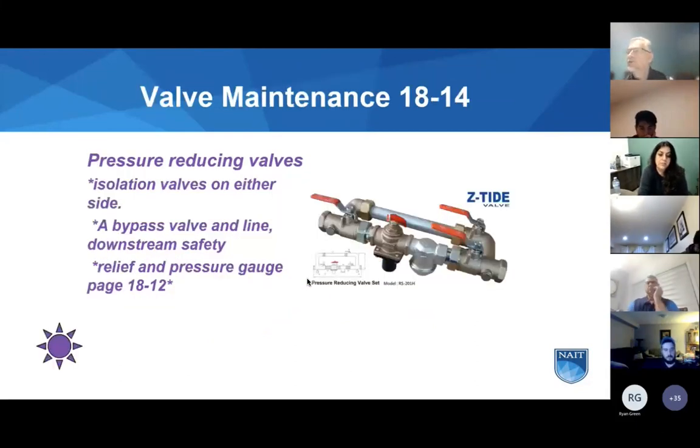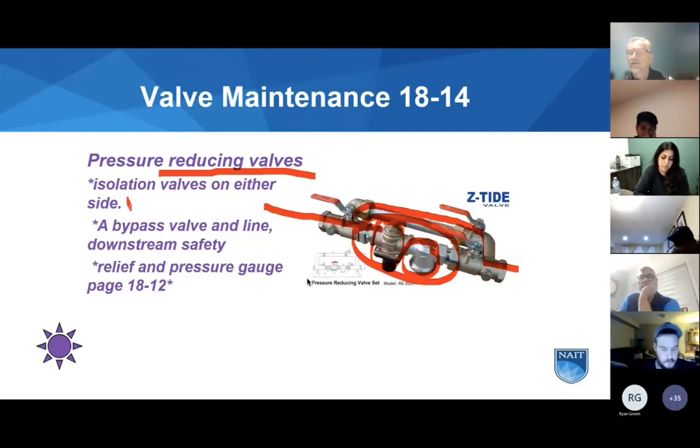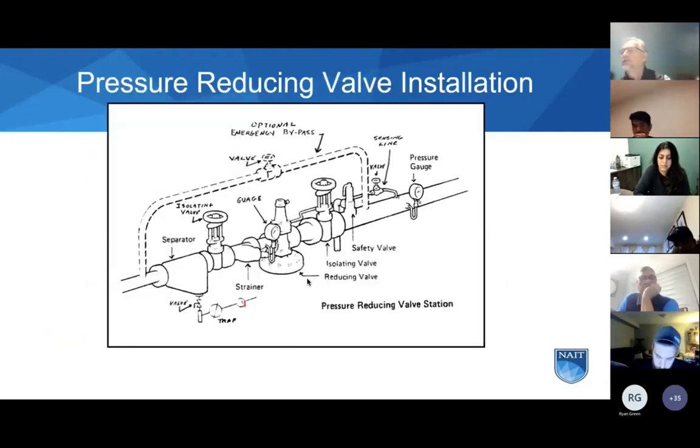So here we have our pressure reducing valve. This one has a strainer or check valve, also a bypass, should we need to remove this device for maintenance. So a pressure reducing valve should have an isolation valve on either side, a bypass valve, a downstream safety and relief valve, and a pressure gauge. This one shows all those devices.